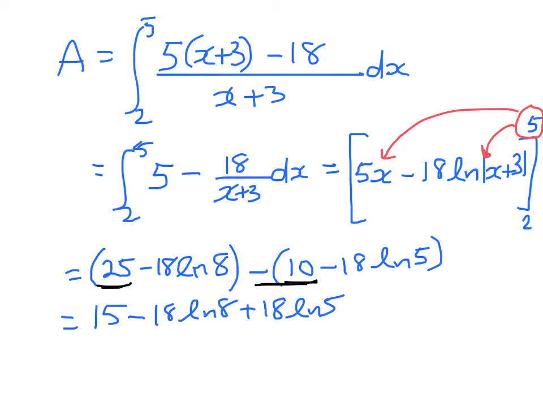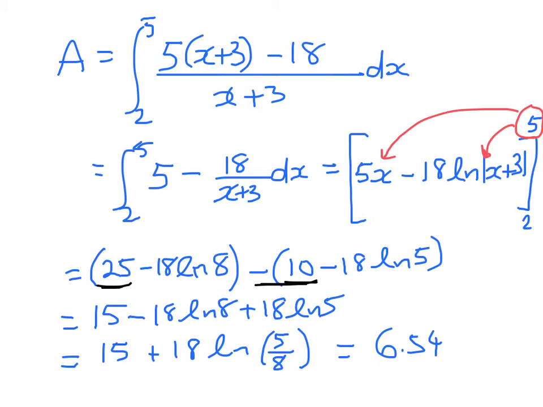Now some of you are going to pull your calculators out at this point, and that's fine, but we can simplify a bit further, and we get 15 plus 18 log 5 over 8. And that ends up as giving me 6.54 to 2 dp. Okay, so that's a merit question.